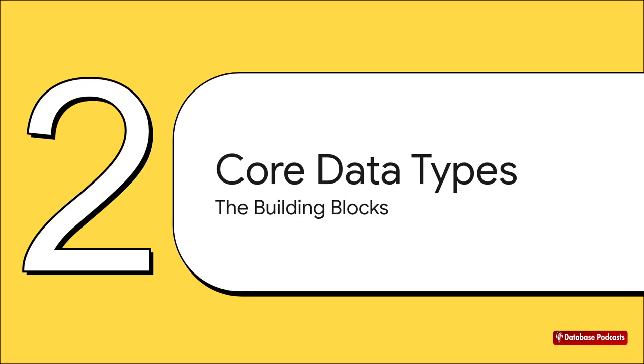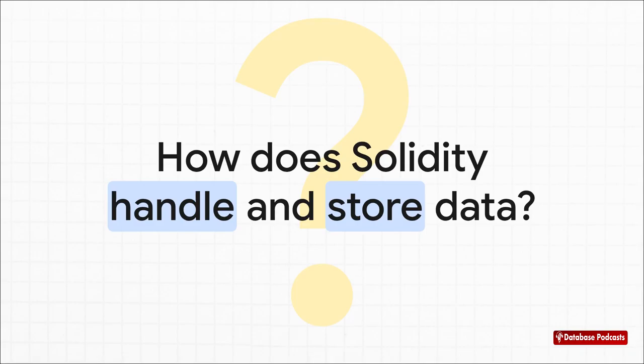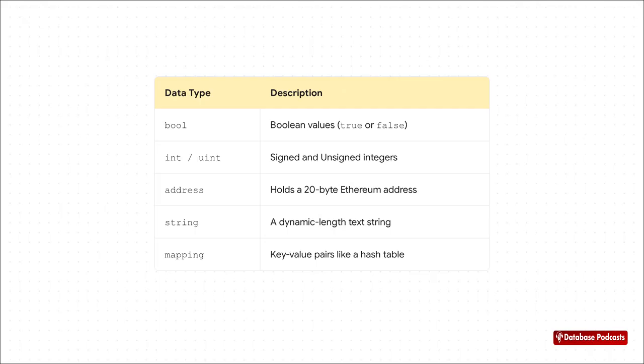Okay, so now that we get the big picture and how it protects itself, let's zoom in a bit. Let's talk about the actual building blocks of a contract, its core data types. Right, every program needs a way to work with data. You know, numbers, text, true or false statements. Solidity is no different, and it gives us a set of core types to manage all that information right on the blockchain. So here are the essentials.